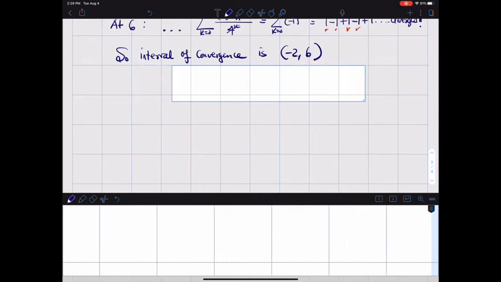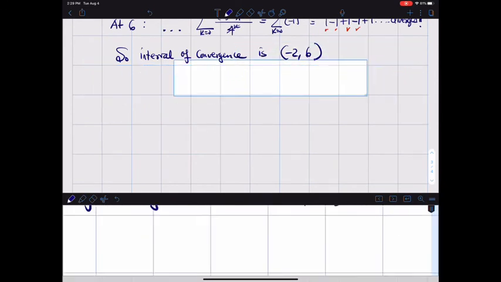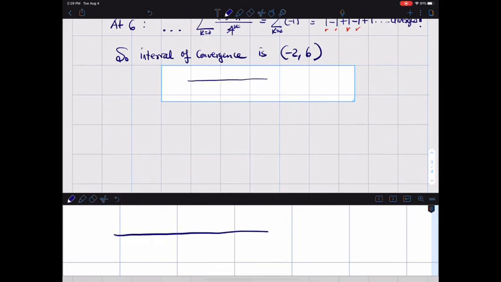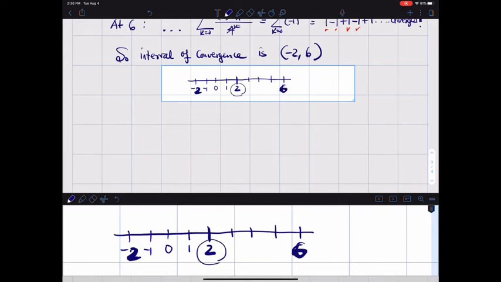If you look at this interval of convergence, you can see, if we go like this, you have 2, 3, 4, 5, 6. And they have 1, 2, 3, and then 1, 0, -1, and -2. 2 is the center. These are the endpoints.